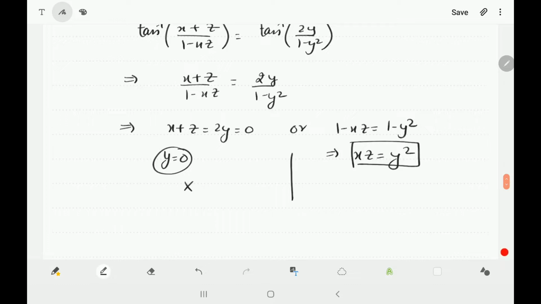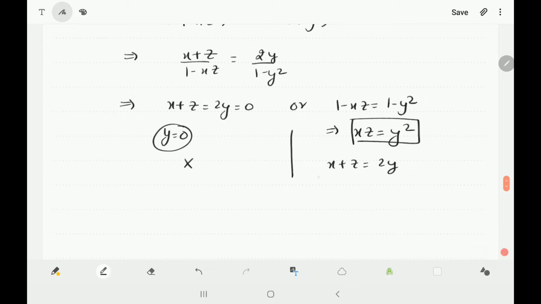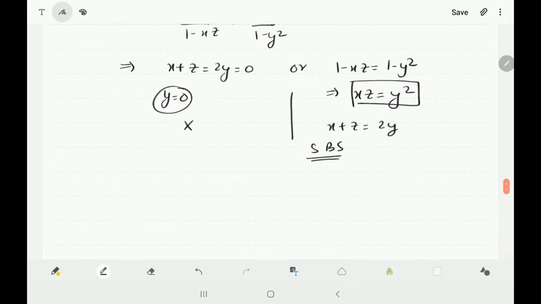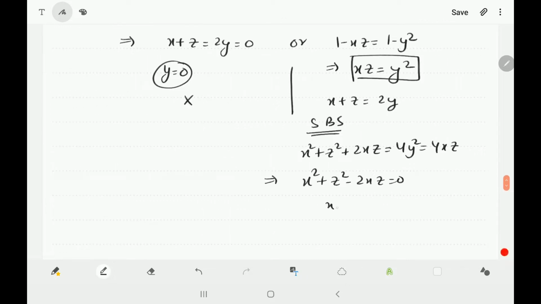Now because xz is equal to y square, and we have the condition x plus z is equal to 2y, we have to find the ratio, so we'll try to find x and z in terms of y. If you square both sides, you will get x square plus z square plus 2xz is equal to 4y square, and 4y square is 4xz. So we will have x square plus z square minus 2xz is equal to 0, and simplifying this we get (x minus z) whole square equal to 0. So x is equal to z.